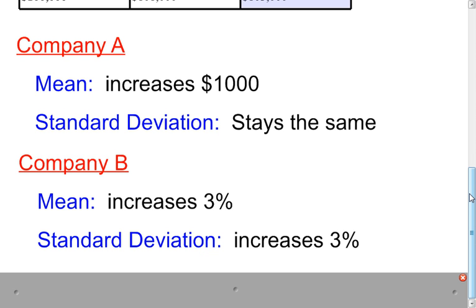So anytime you're raising a flat dollar amount, like in this case $1,000, your mean will go up by that much, and your standard deviation will stay the same. If you're multiplying every piece of data by a certain percentage, then your mean and your standard deviation will go up by that percent.